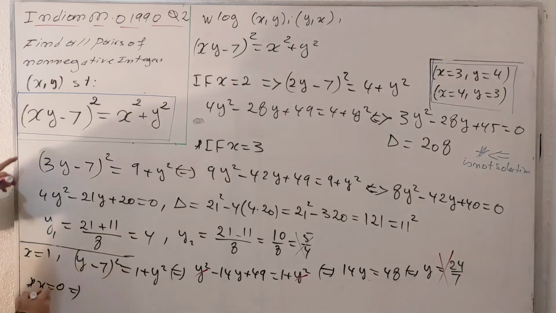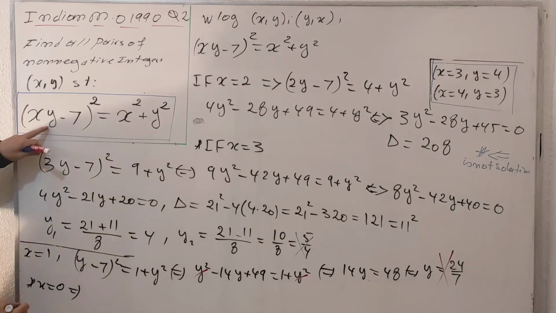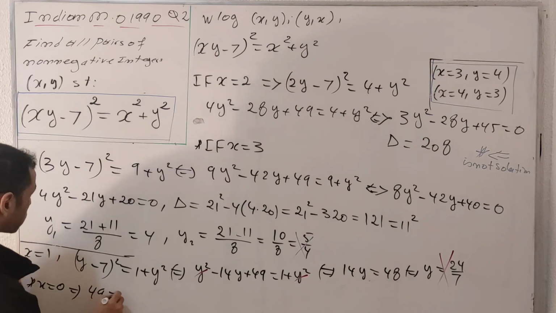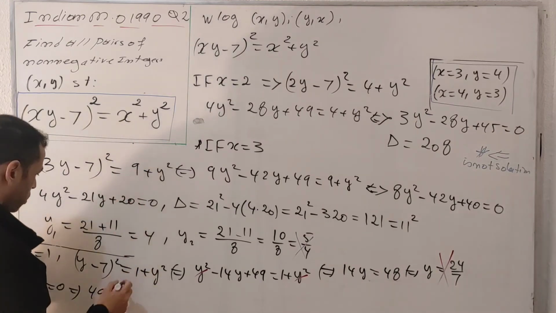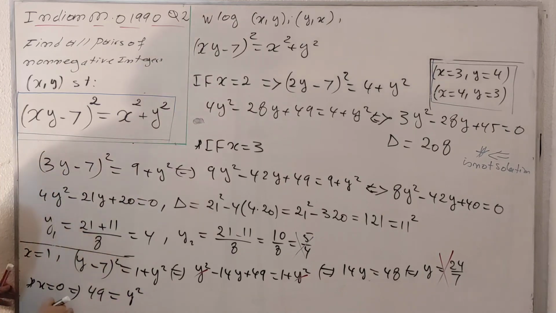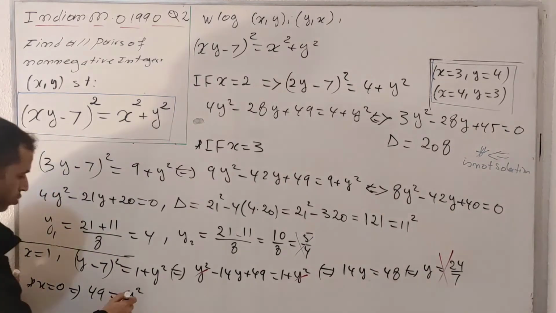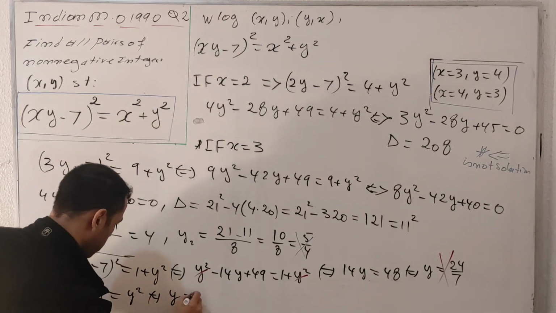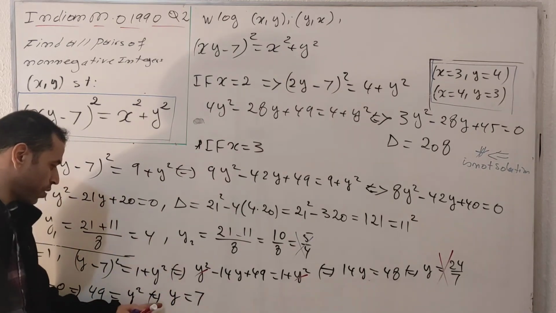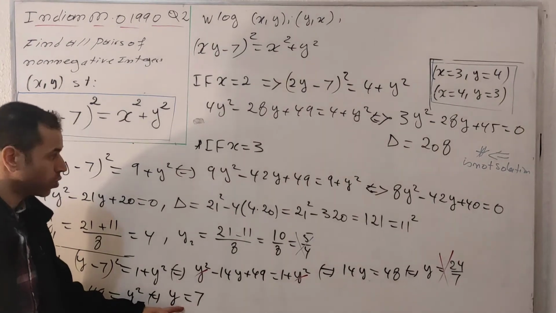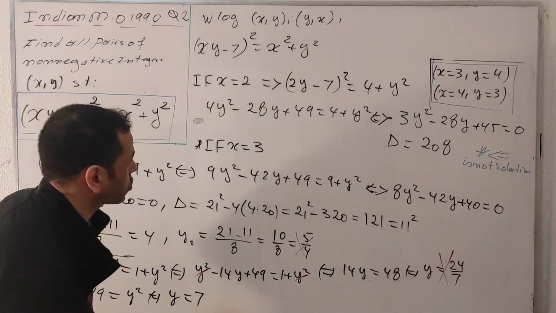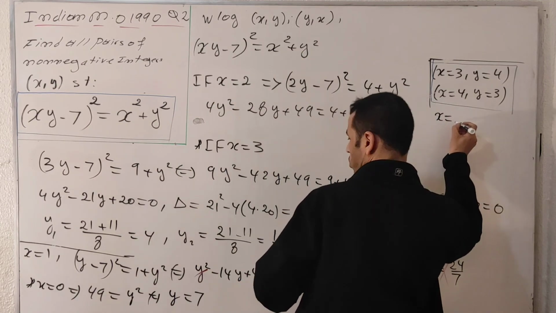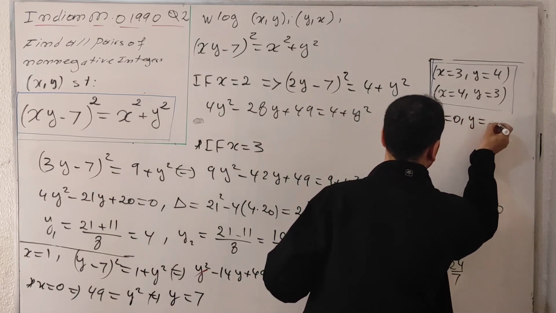For x equals 0, I'm going to plug 0 here, which gives us 7 squared, which is 49, equals y squared. By taking the square root of this one, we get y equals 7. Since y is a positive integer, that means y equals 7. Okay, this is a solution as well. I'm going to add this solution, so we'll have x equals 0 and y equals 7.